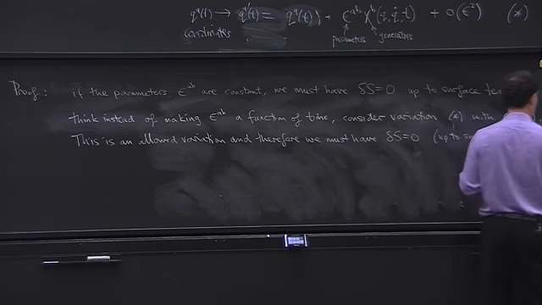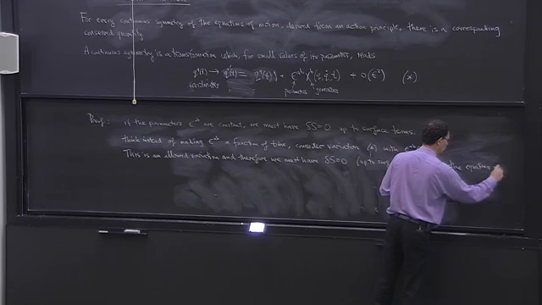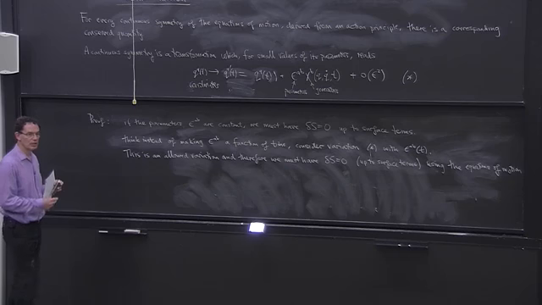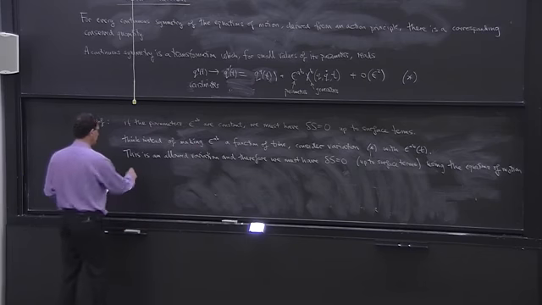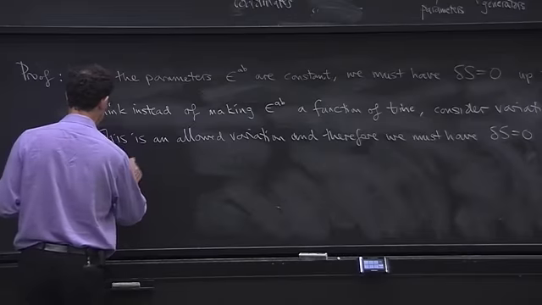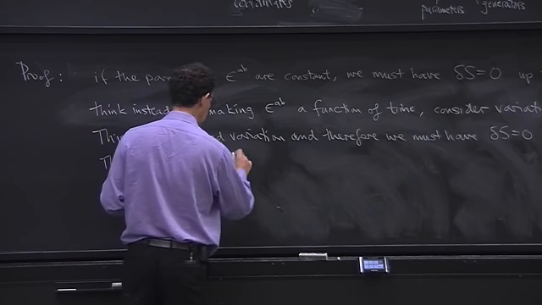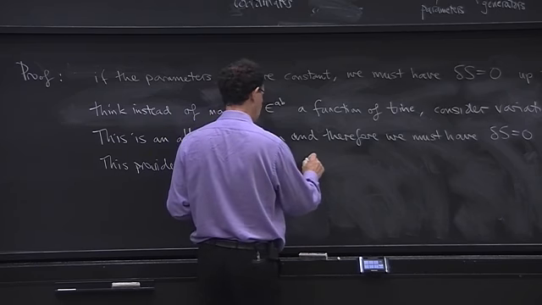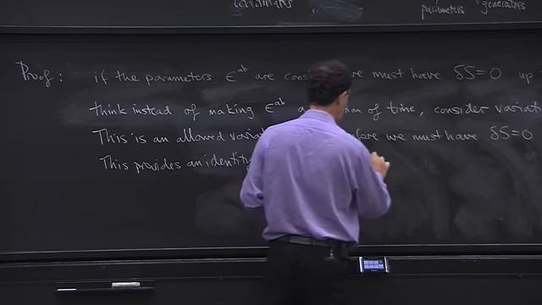Using the equations of motion. Because delta S is 0 for any variation if the equation of motion is satisfied. And this gives you an identity which provides the conservation law.